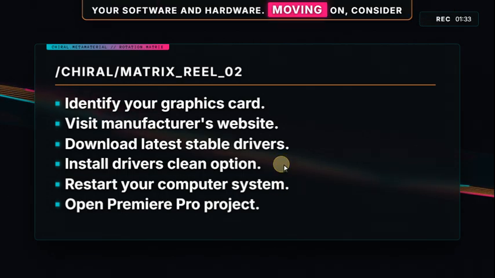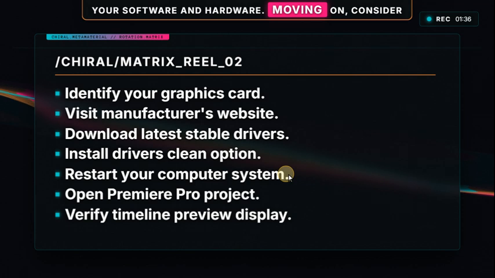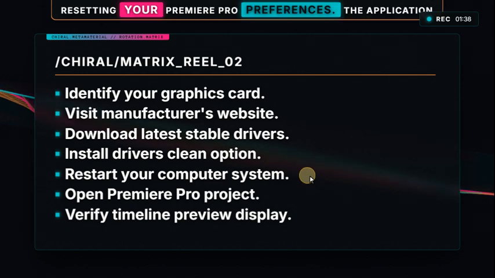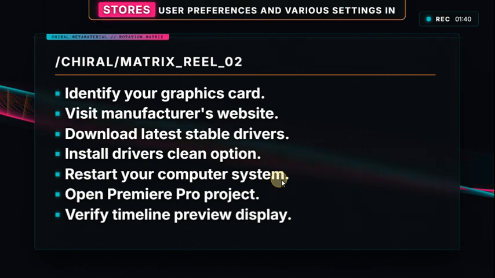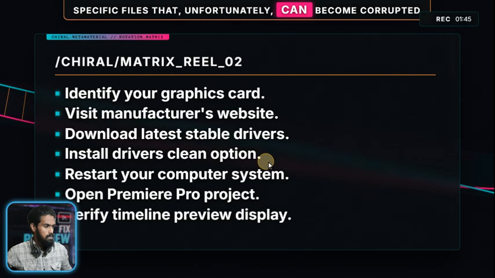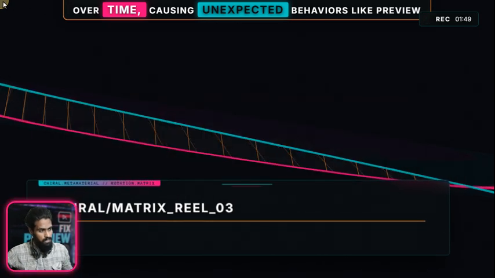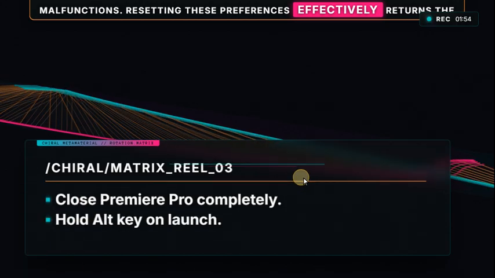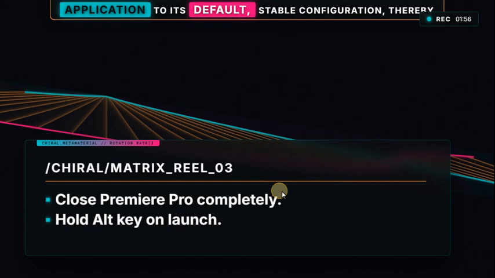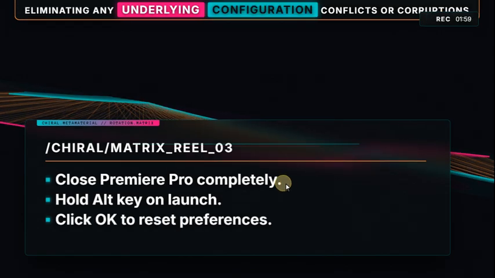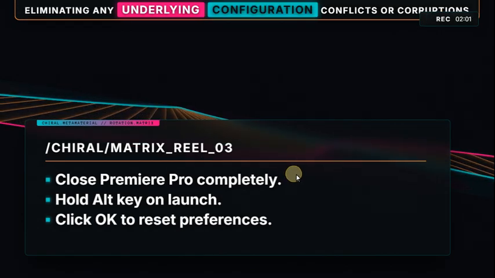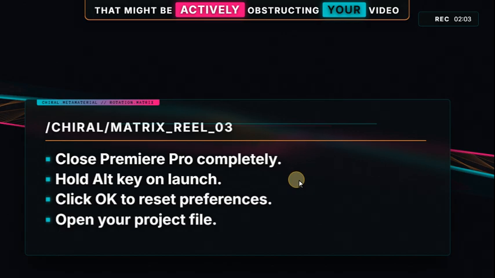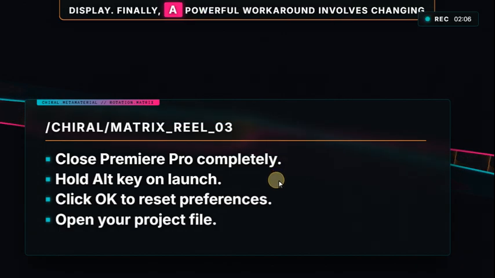Moving on, consider resetting your Premiere Pro preferences. The application stores user preferences and various settings in specific files that unfortunately can become corrupted over time, causing unexpected behaviors like preview malfunctions. Resetting these preferences effectively returns the application to its default, stable configuration, thereby eliminating any underlying configuration conflicts or corruptions that might be actively obstructing your video display.